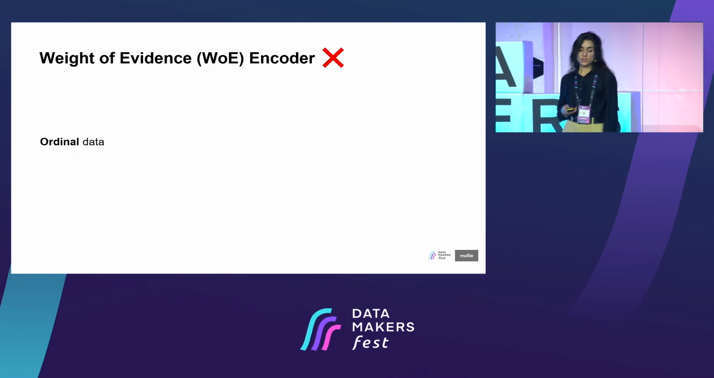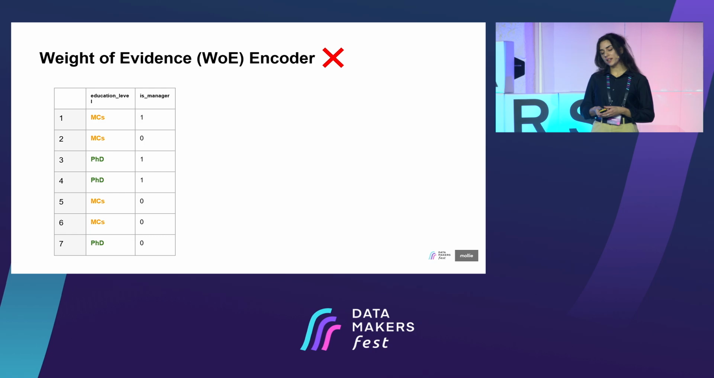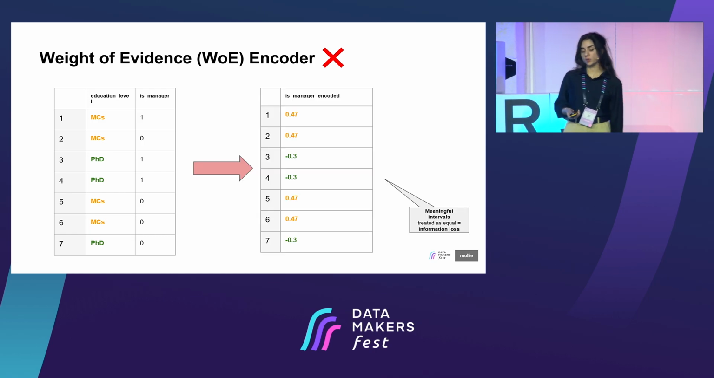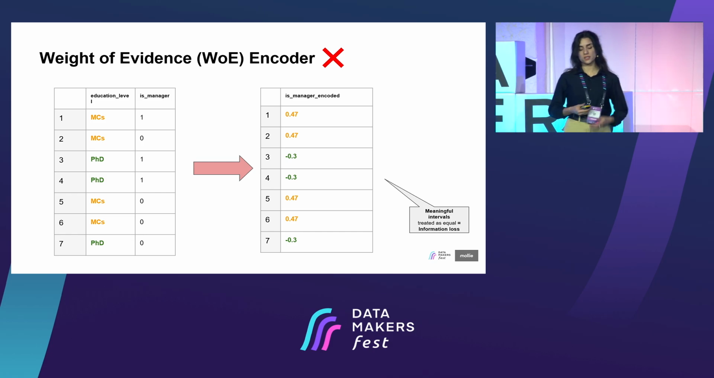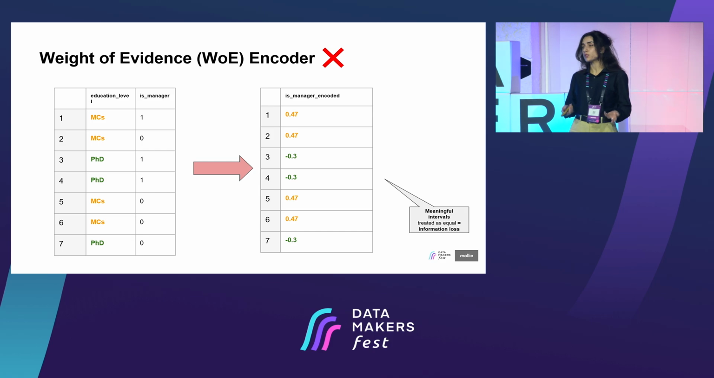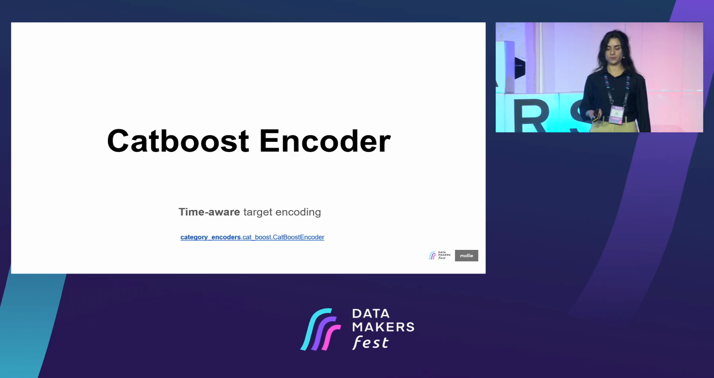When is it not so nice to use this? With ordinal data. Why? It's because then we treat meaningful intervals as equal. So in this case, there are better ones to use, like we saw earlier. It's possible to do, but it's not advised.